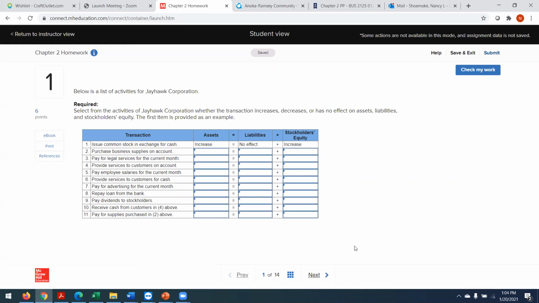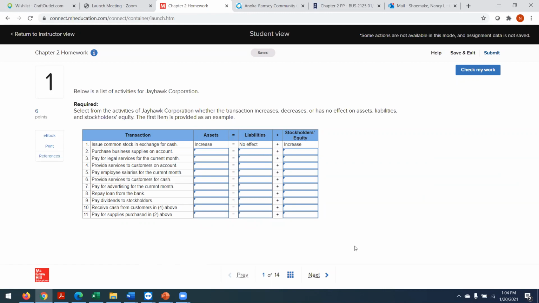Here's Jayhawk Corporation. Below is a list of activities. We need to determine what happens with this activity. So is anyone brave enough? I don't want to call on you and freak you out, but is anyone brave enough to take number 2? I'll do it. Thank you.